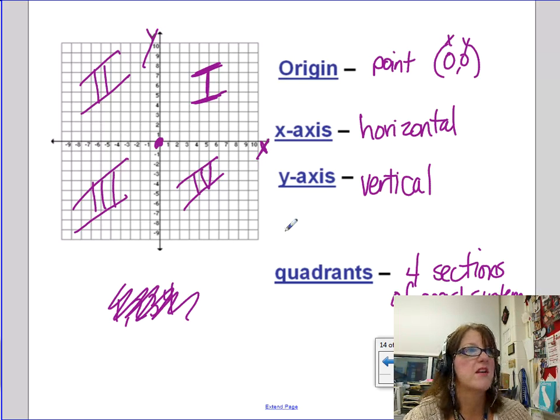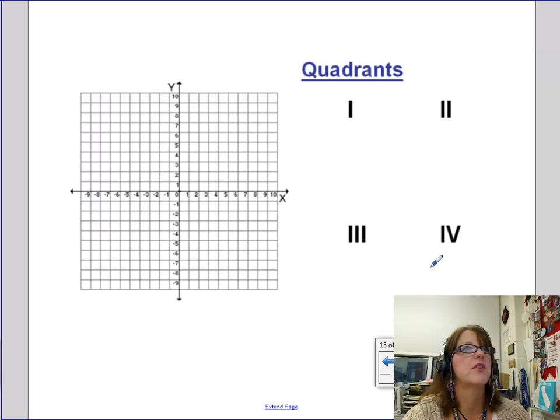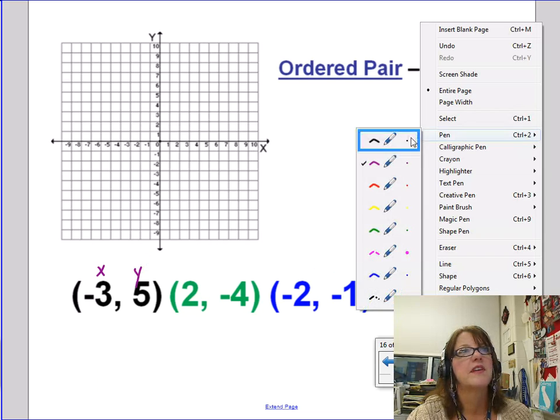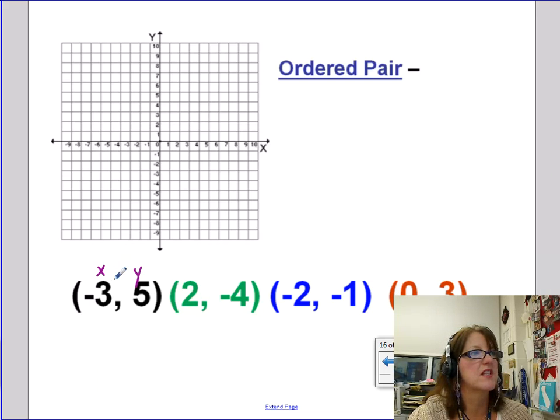The ordered pairs are always written X, comma, Y, and you have to put them in parentheses. All right, let's take a look at these. Here's your first point, (-3, 5). This is the X value, the Y value. Go ahead and graph that point. I'm going to change colors so you see. This is black. -3 means go to the left 3, and then go up 5.